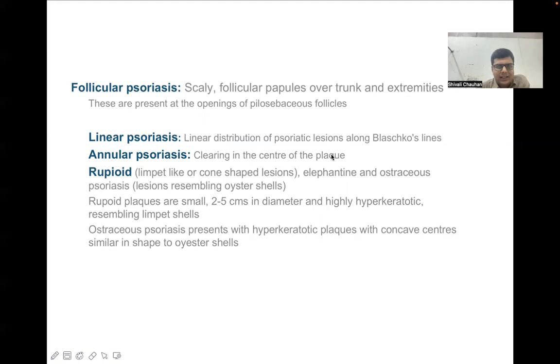Linear psoriasis, there is linear distribution of psoriatic lesions along Blaschko's lines. Annular psoriasis, clearing in the center of the plaque. Rupioid psoriasis, which has limpet-like or cone-shaped lesions. Elephantine and ostraceous psoriasis, in which lesions resemble oyster shells. Rupioid plaques are small, 2 to 5 centimeters in diameter and highly hyperkeratotic, resembling limpet shells. Ostraceous psoriasis presents with hyperkeratotic plaques with concave centers similar in shape to oyster shells.